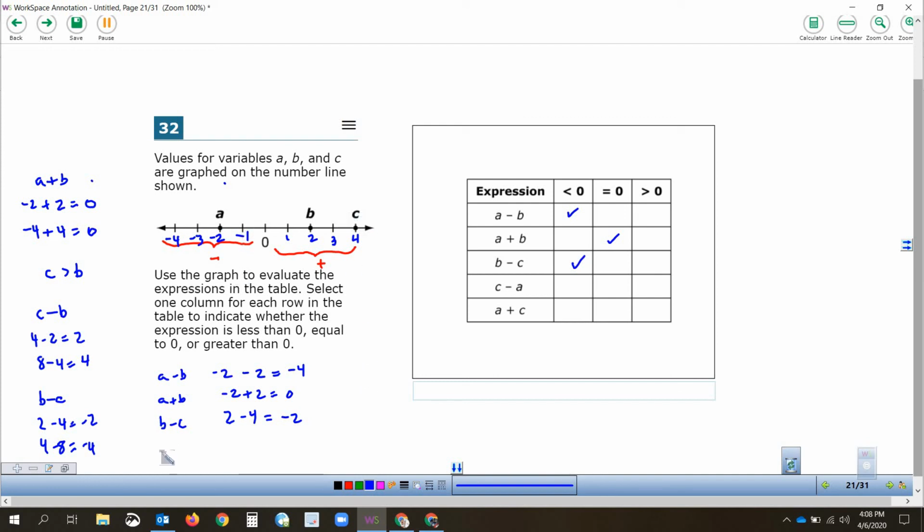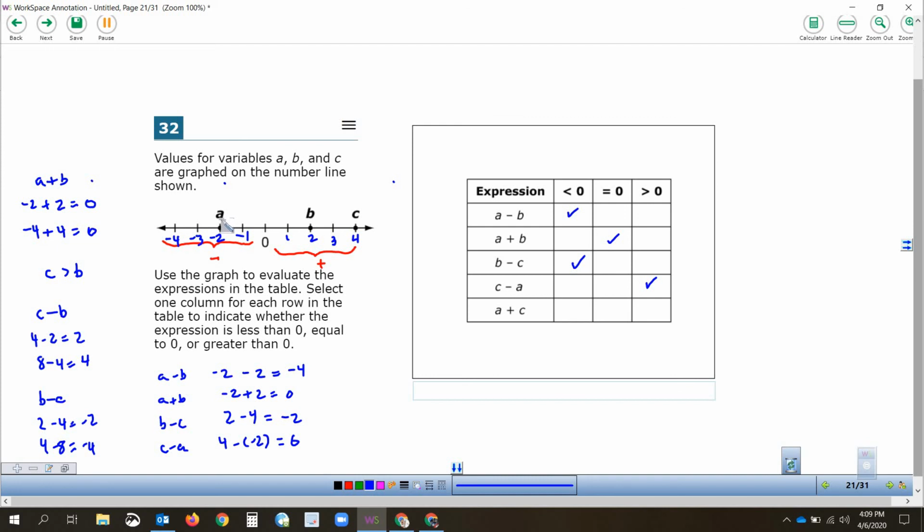C minus A. C minus A. 4 minus a -2. Well, subtracting a negative is the same as adding a positive, right? A positive, take away a negative, you're always going to end up adding. So that one is greater than 0. That would be moving us this way on the number line. Subtracting a negative moves you to the right. Subtracting a positive moves you to the left.